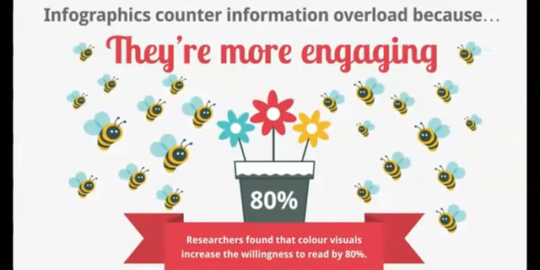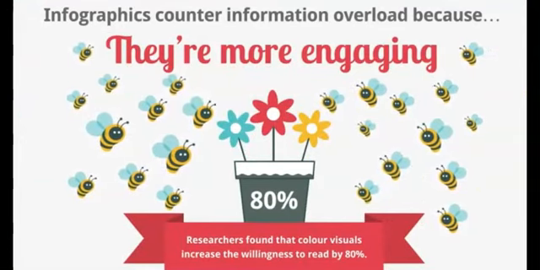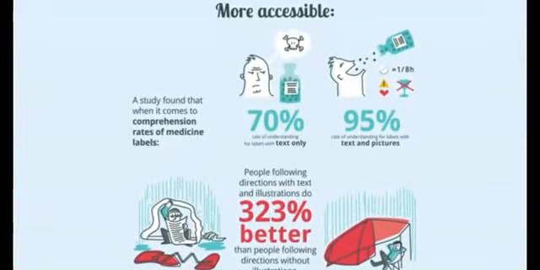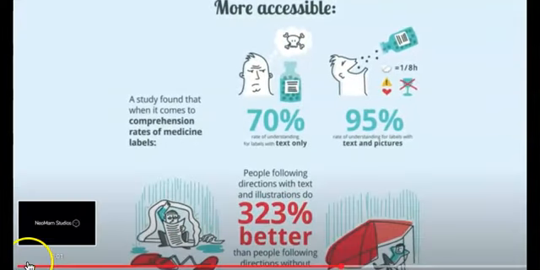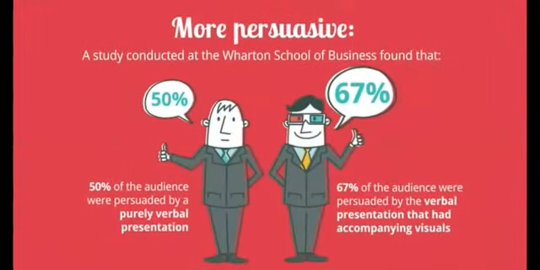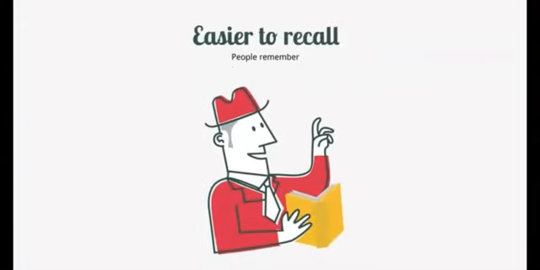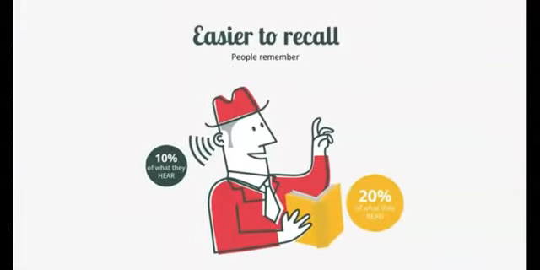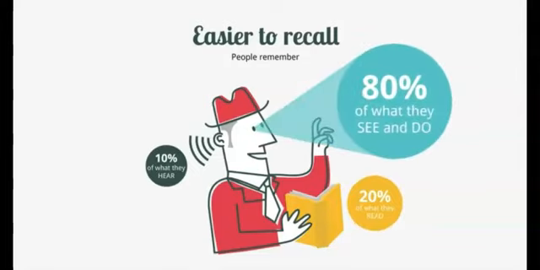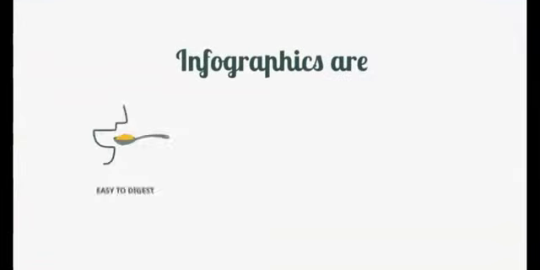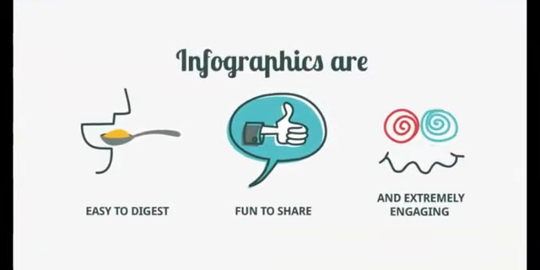We'd go crazy otherwise. Infographics counter this overload because they're more engaging. Color visuals increase the willingness to read by 80%. More accessible. People following directions with illustrations and text understand them 323% better than those who follow text only. More persuasive. For example, adding a picture with brain scans and mentioning cognitive neuroscience will make more people believe what they're reading. And easier to recall. You'll remember 10% of what you hear, 20% of what you read, and 80% of what you see and do. In short, infographics make it easier for us, and our brains love them for it.